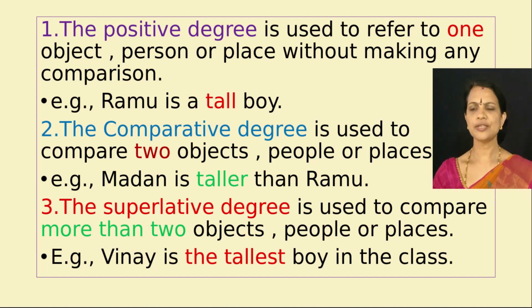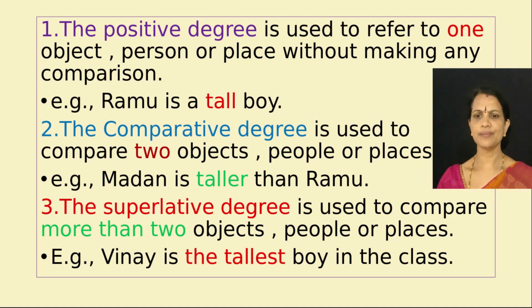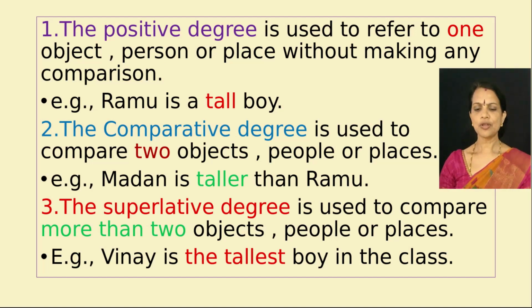Second, the comparative degree is used to compare two objects, people or places. Example, Madan is taller than Ramu. Mohan is taller than Shamu. The third one, the superlative degree, is used to compare more than two objects, people or places. Vinay is the tallest boy in the class. Ooty is the coolest place in India.